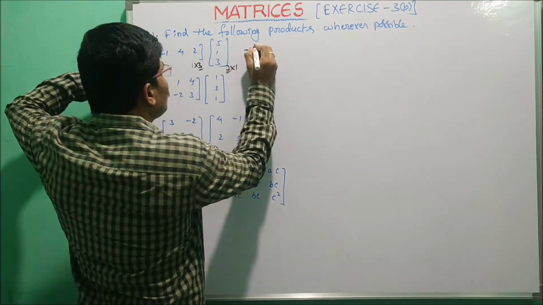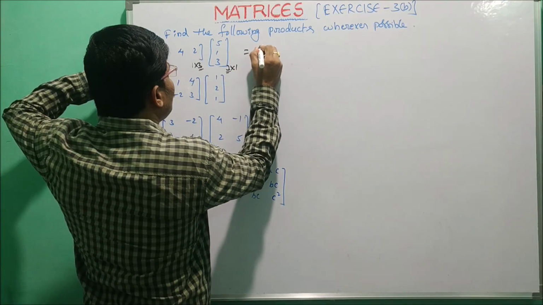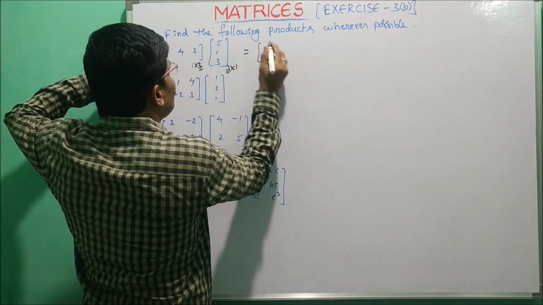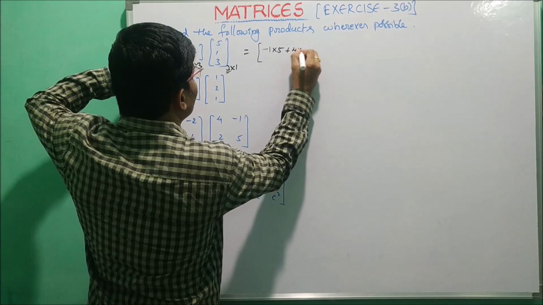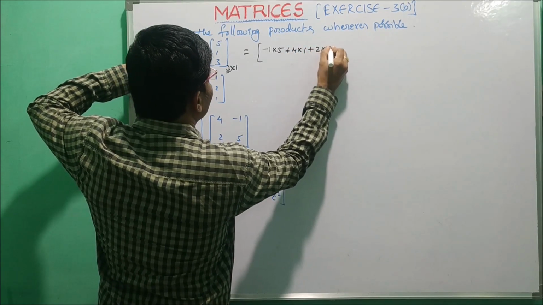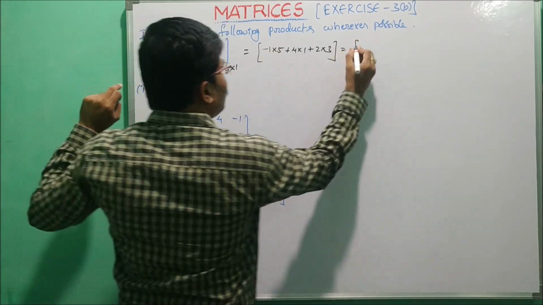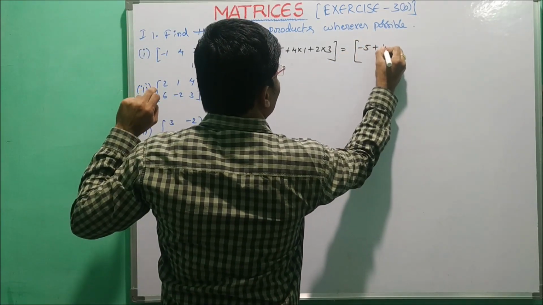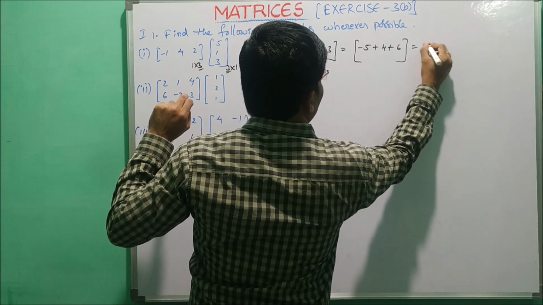So now we have to write first row, first column. So in this we have to take -1 into 5 plus 4 into 1 plus 2 into 3. So now it can be simplified: -5 plus 4 plus 6. So 10 minus 5, that is 5.